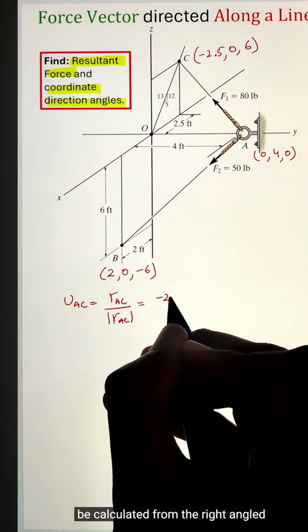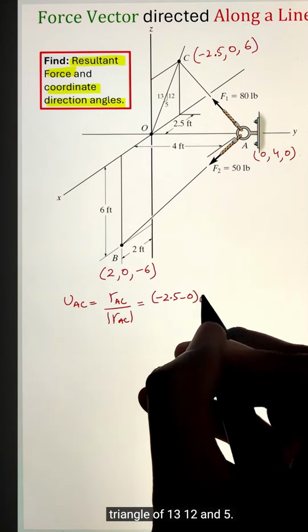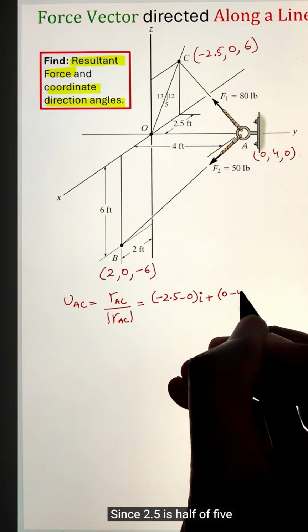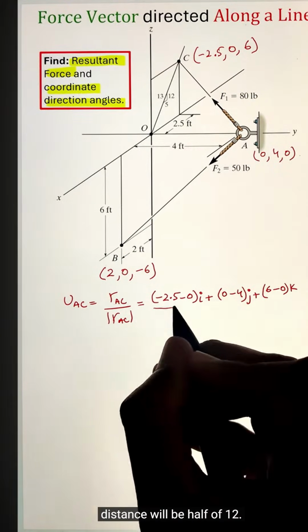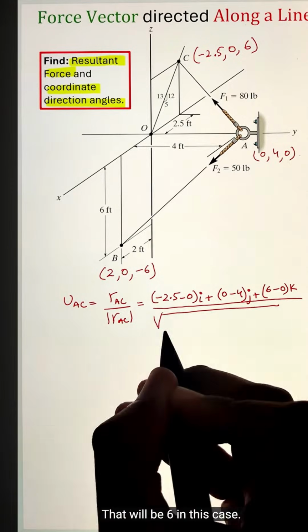vertical distance can be calculated from the right angle triangle of 13, 12 and 5. Since 2.5 is half of 5, using the same ratio, the vertical distance will be half of 12. That will be 6 in this case.